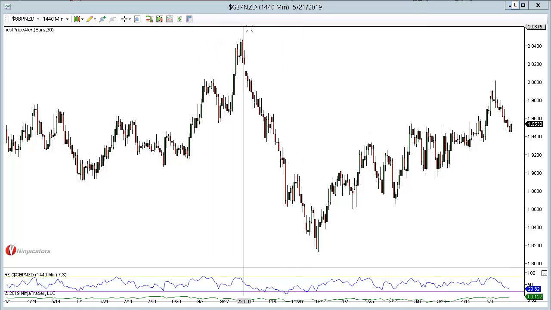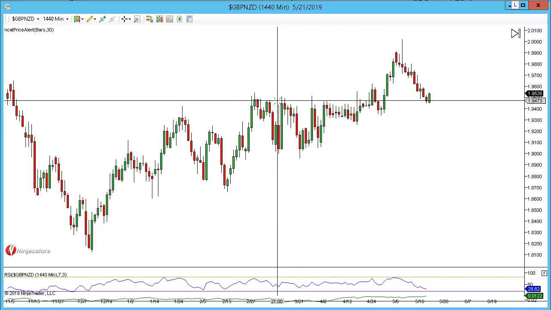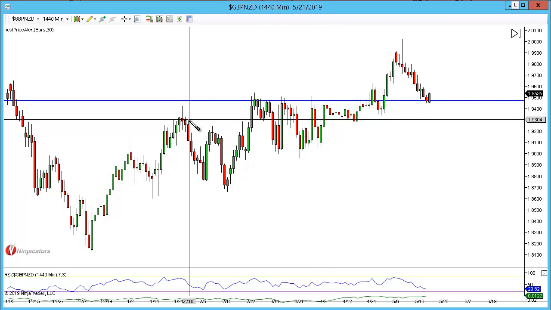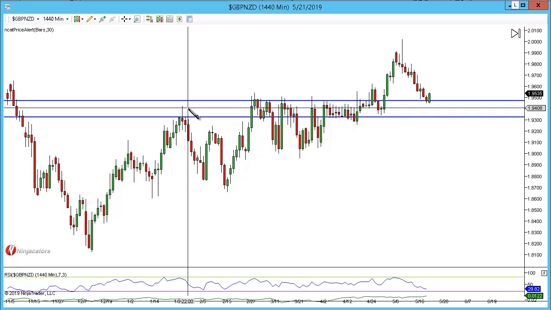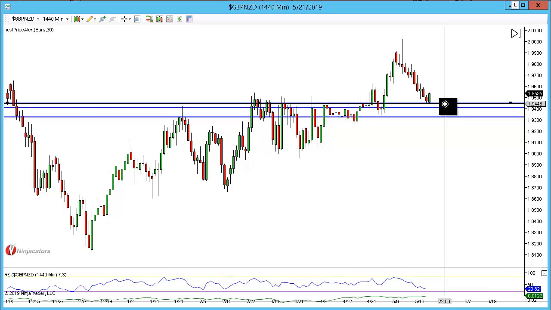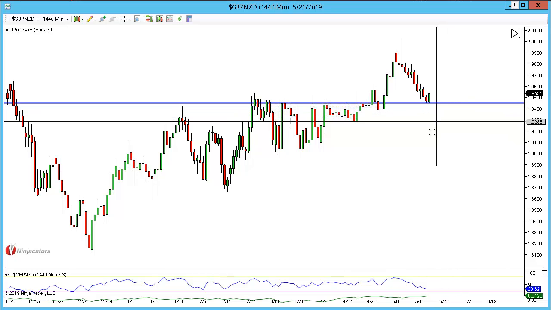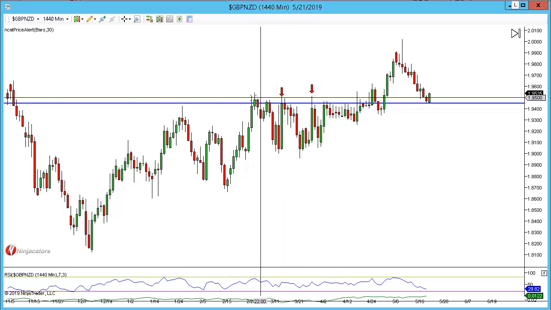So here on the dailies, we've come down into structure. We have multiple structure levels here. We have these wicks here. We have the closes of the candles. We are currently trading here at the moment. So you can see we've got this level right here.